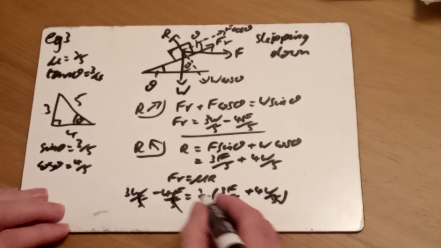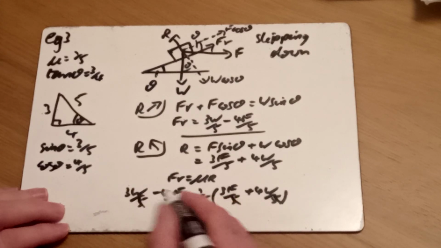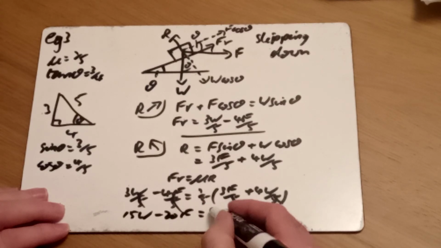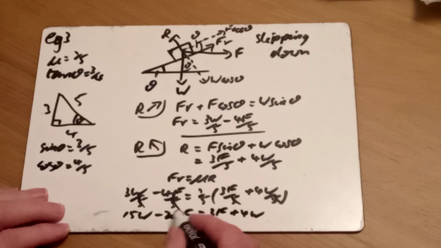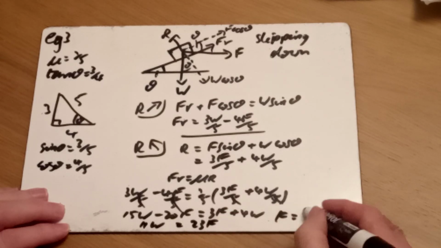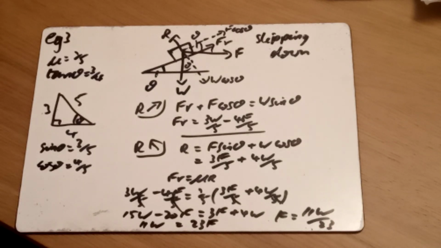Notice even though there's a 1/5 there, that's a different thing altogether, but we then cross multiply. 15W minus 20F equals 3F plus 4W. Move them across: 15 minus 4, 11W equals 23F. So F is 11W/23.